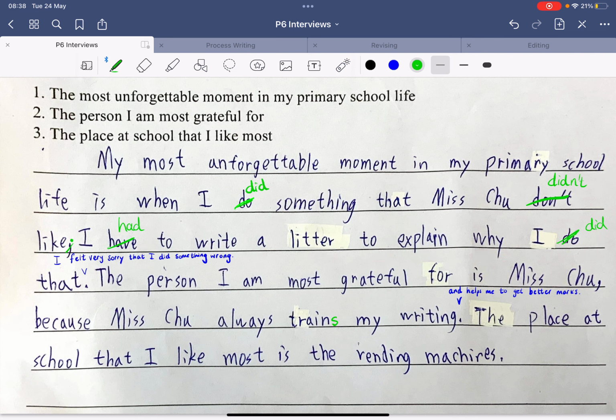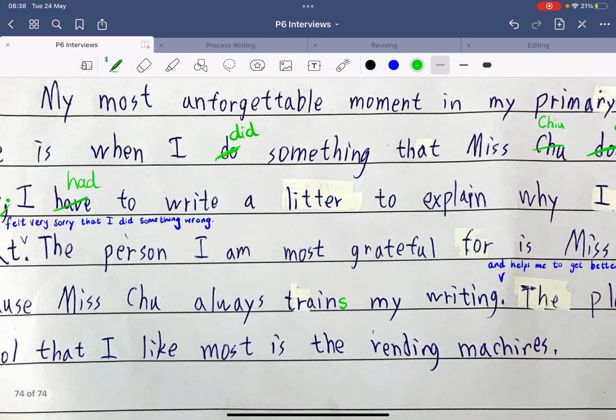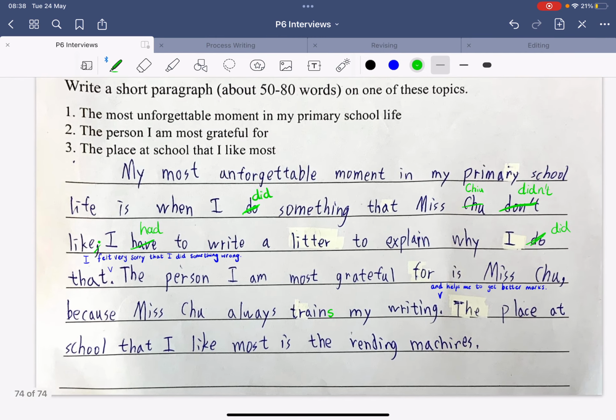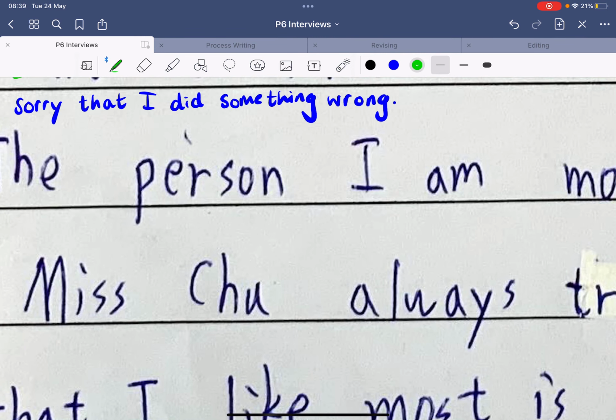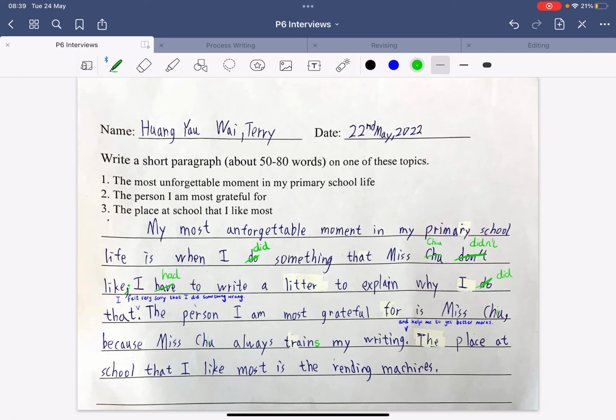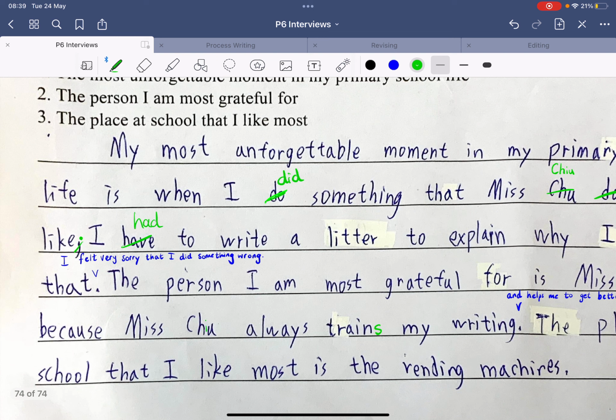Now, let's move on to spelling. First spelling, Miss Chu spells her name like this. Big letter C, H-I-U. So let's change all the Miss Chus now. Miss Chu. Miss Chu. Okay. Next one. I had to write a litter. A litter. Come on. Litter is what we throw into a rubbish bin. You mean a letter.